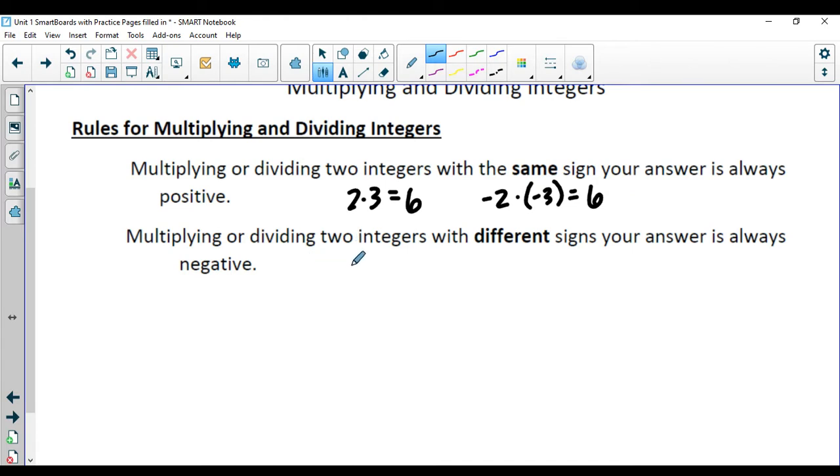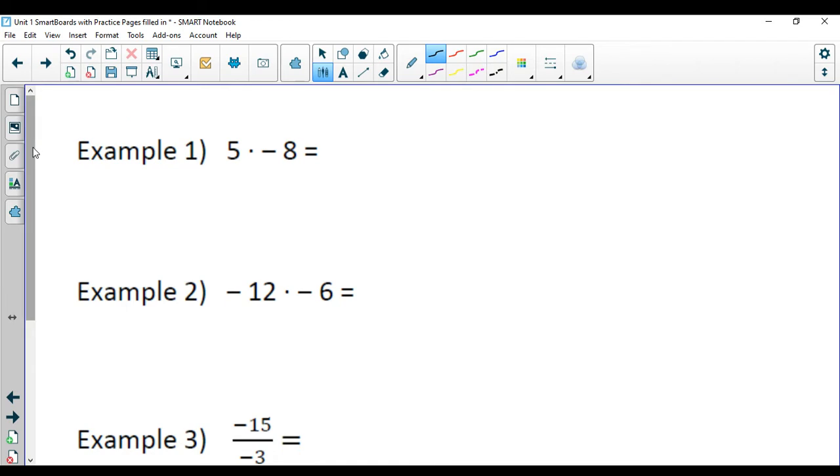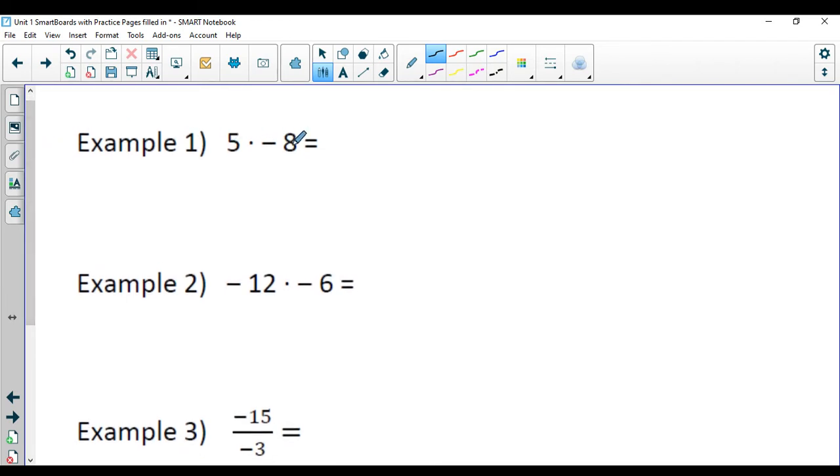So multiplying or dividing two integers with different signs, your answer is always going to end up being a negative. So if you have two numbers and one of them is a negative, your answer is going to be a negative. So our first example, we have 5 times a negative 8. First number is positive, second number is negative. Based on our rules, they have different signs. So our answer is a negative, and 5 times 8 is 40.